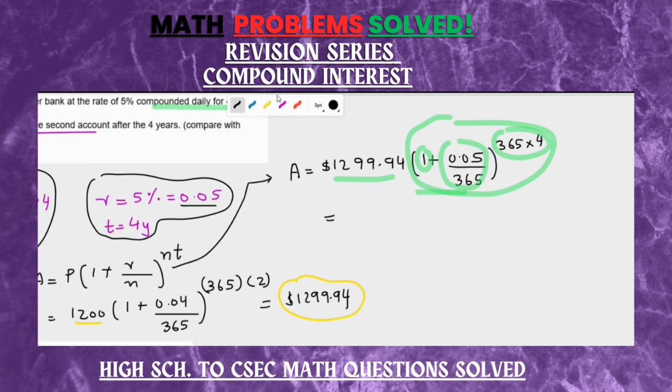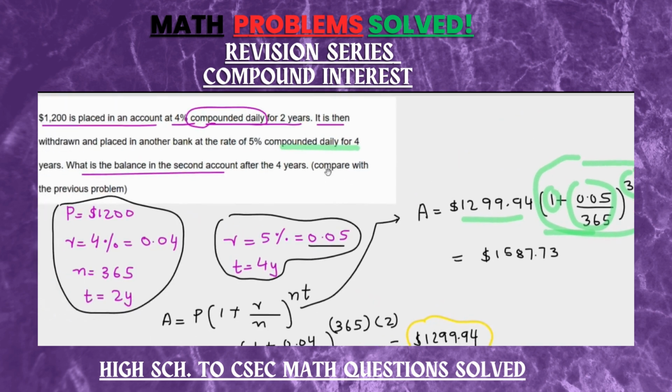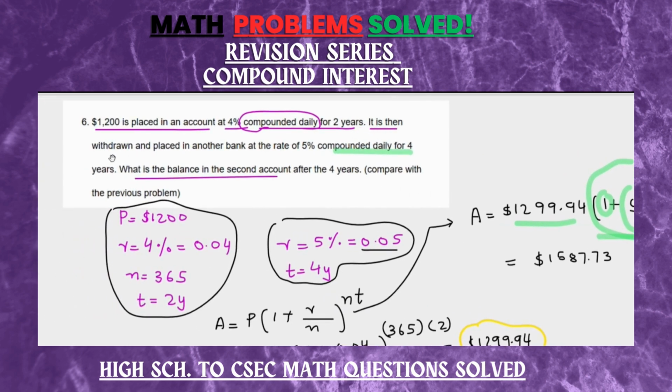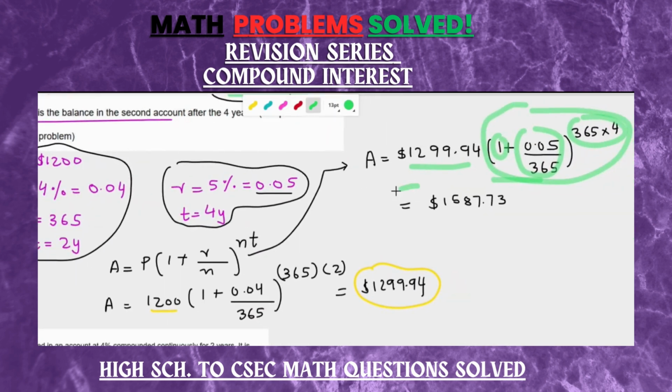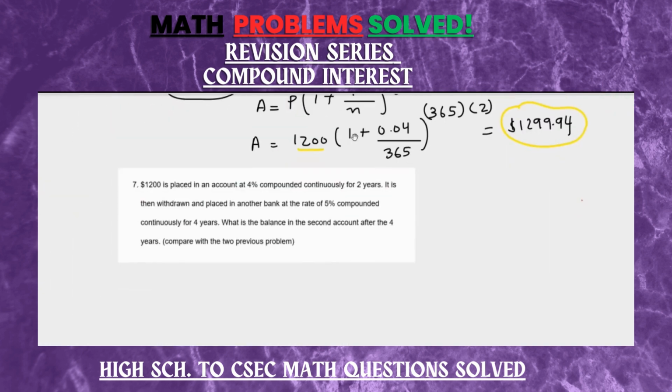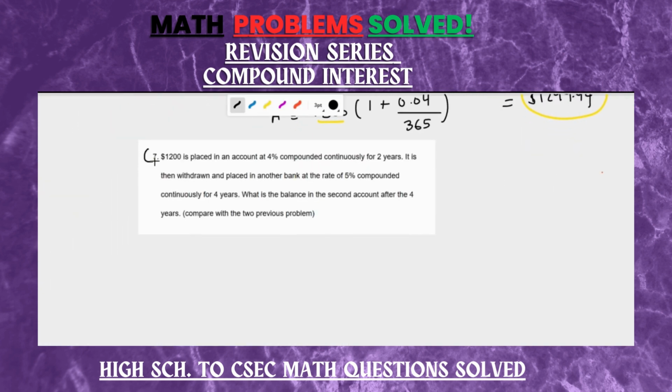So these are simple calculations. I will simply calculate it by my calculator. So I got 1587.73, right? So this is the amount in the account after 4 years. Here you can see it is then withdrawn and placed in another bank at the rate of 5% compounded daily. So you can see both the compoundings are daily compounding, right? So after 4 years, the amount in the account will be $1,587.73.